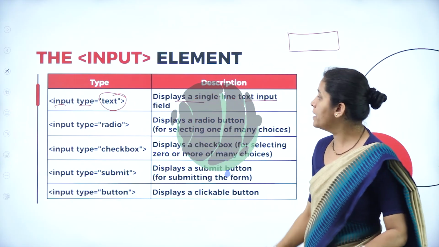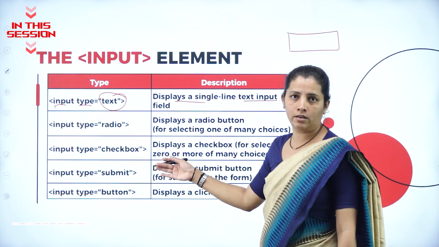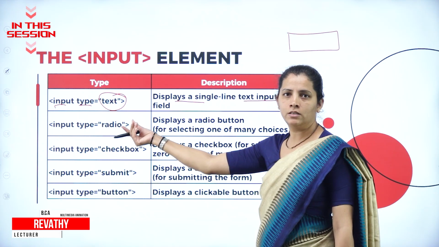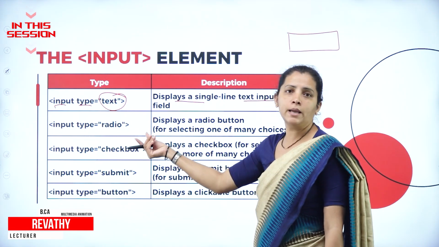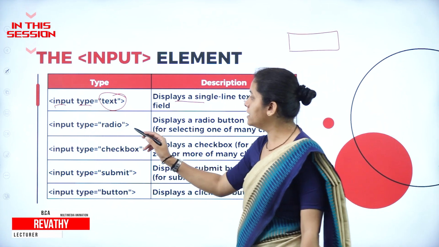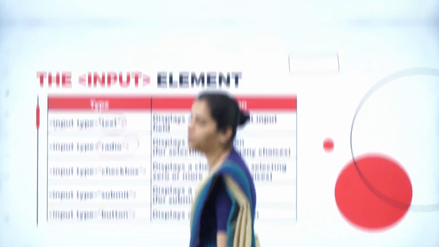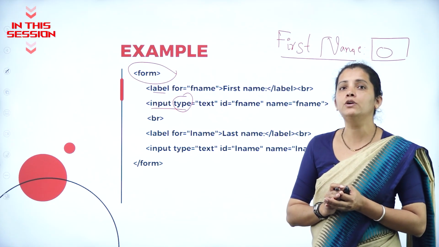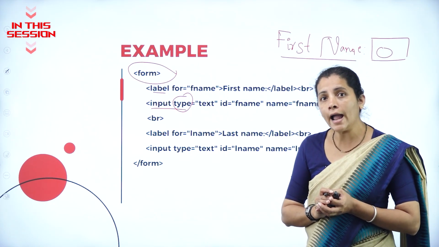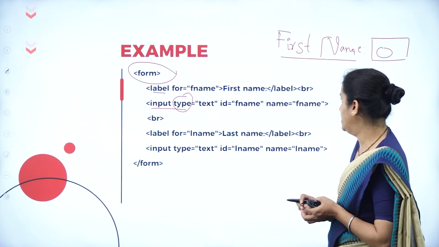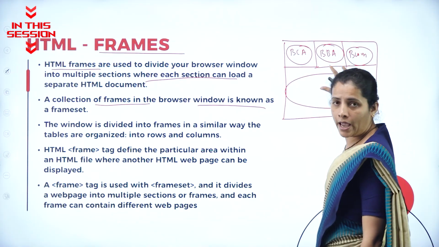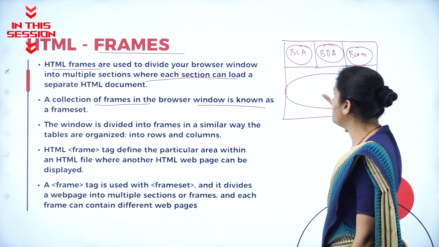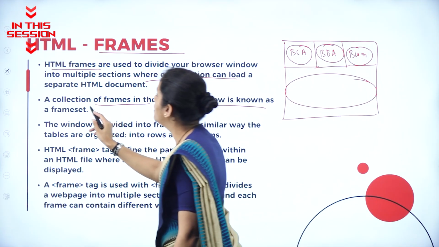If in my form I want to use a radio button, input is what? It's an element. Then what type of element am I using? That is nothing but the attribute radio. I want to identify the text field uniquely. For that, what will I do? I'll assign the ID for each text field. The collection of frames in the browser window is known as what? Frame set.